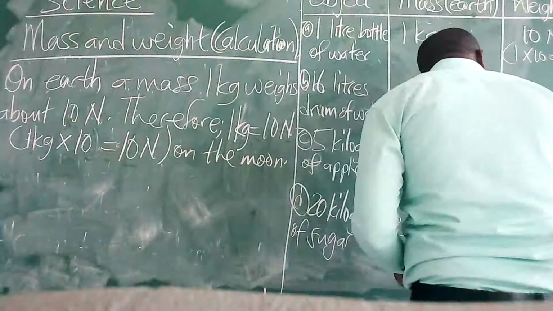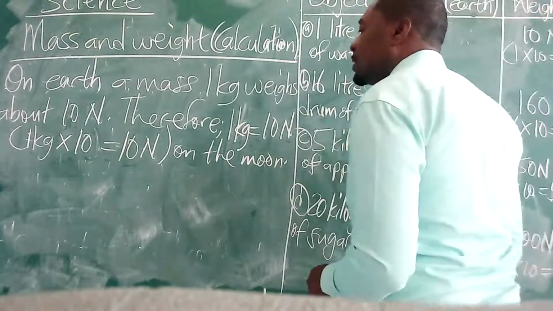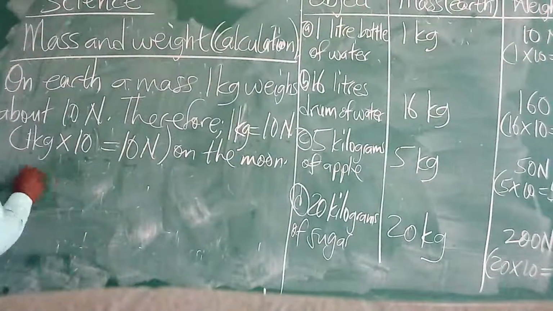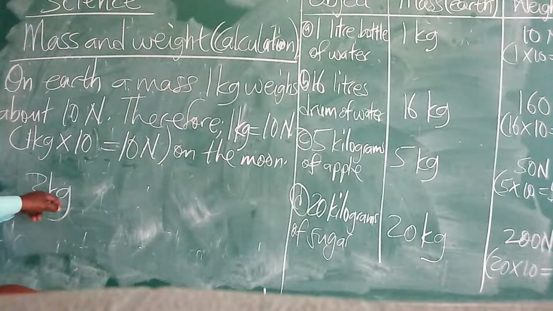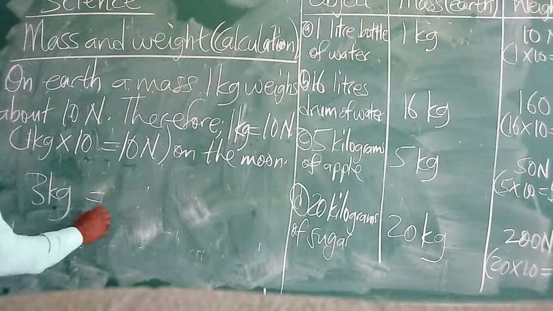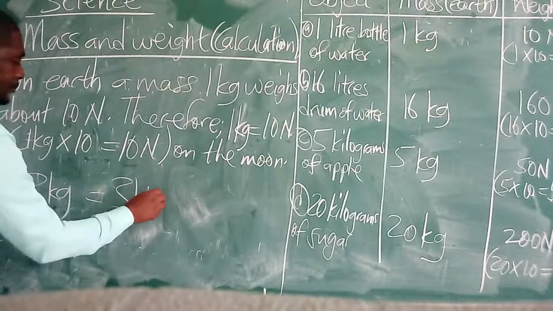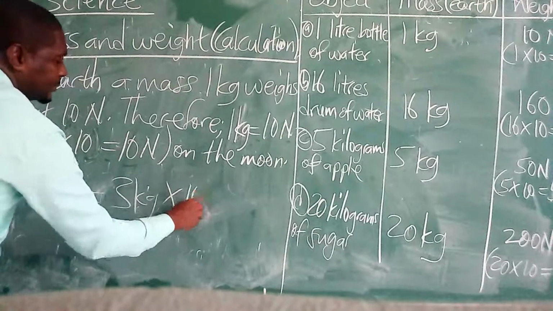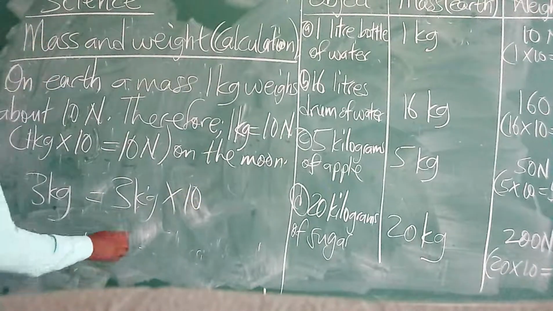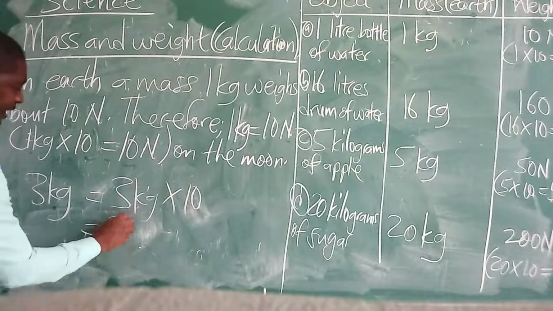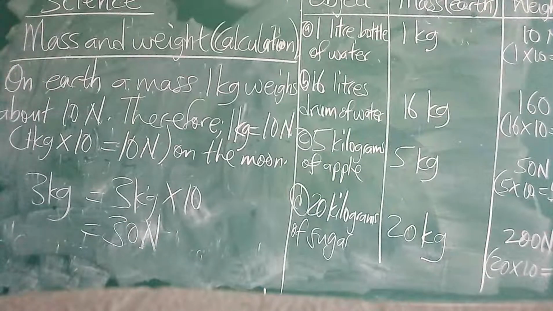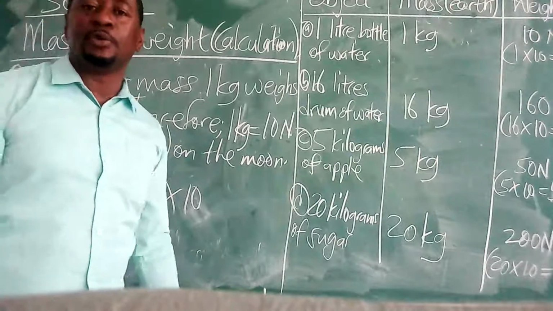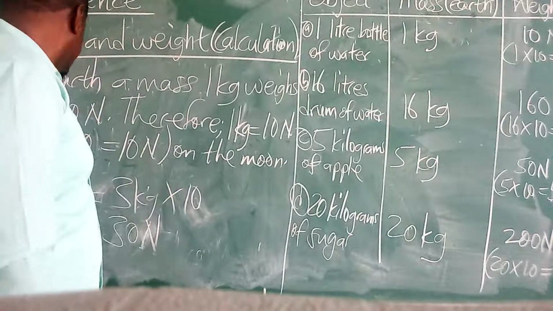So if you are given, let's say, 3 kilograms. This is the mass on the earth. So 3 kilograms, you are going to write 3 kilograms times 10. And then the answer will give you 30 newtons on the moon. That's the weight on the moon.